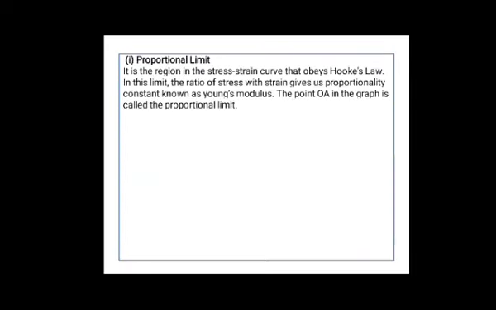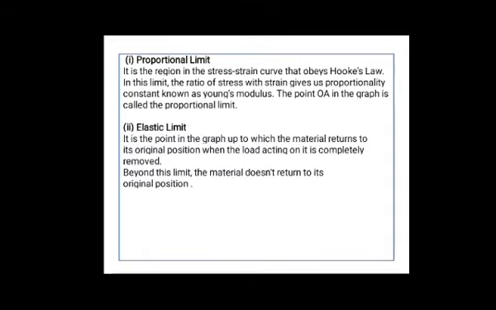So proportional limit is the region in the stress strain curve that obeys Hooke's law. In this limit, the ratio of stress and strain gives us the proportionality constant known as Young's modulus, and OA in the graph is called the proportional limit. The next one is elastic limit. It is the point in the graph up to which the material returns to its original position when the load acting on it is completely removed. Beyond this limit, the material doesn't return to its original position.